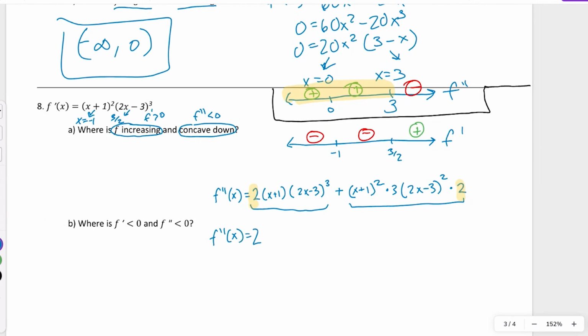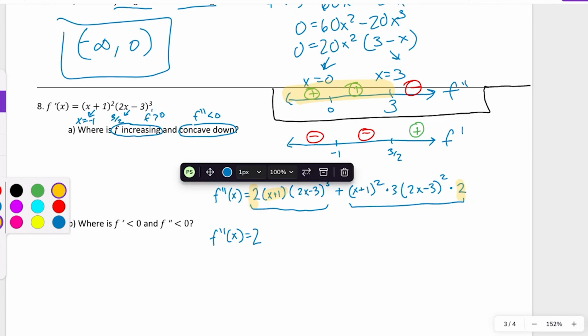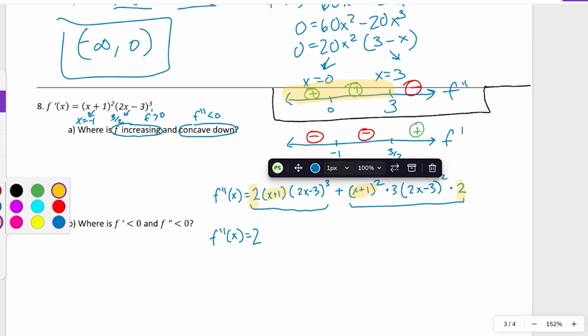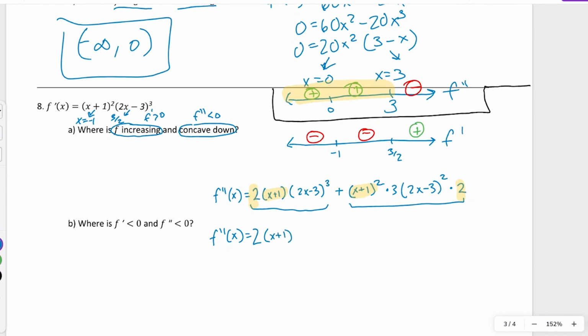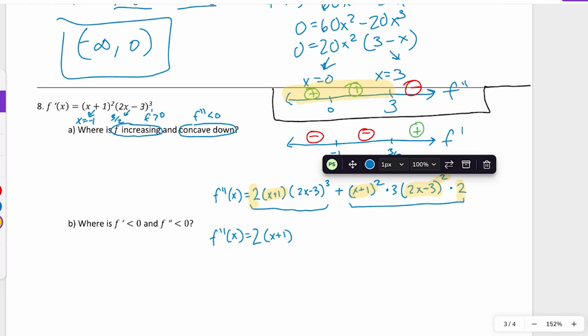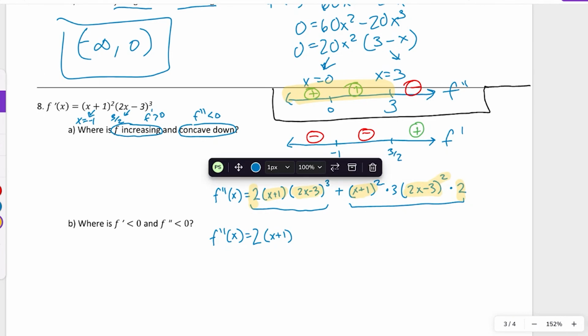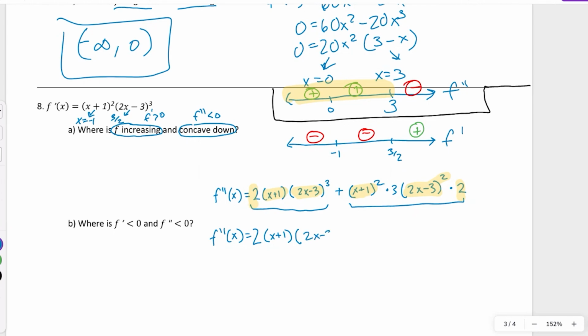Okay. I also see that I have a single x plus 1 present in both expressions. Now in the second expression, it's x plus 1 squared, so I'll have an x plus 1 left over, but I can factor out an x plus 1 from both of these. Similarly, I can factor out a 2x minus 3, and actually I can factor out 2 of them. I can factor out a 2x minus 3 squared. So I will be left with a single 2x minus 3 on the first expression, but overall I can factor out 2x minus 3 squared.